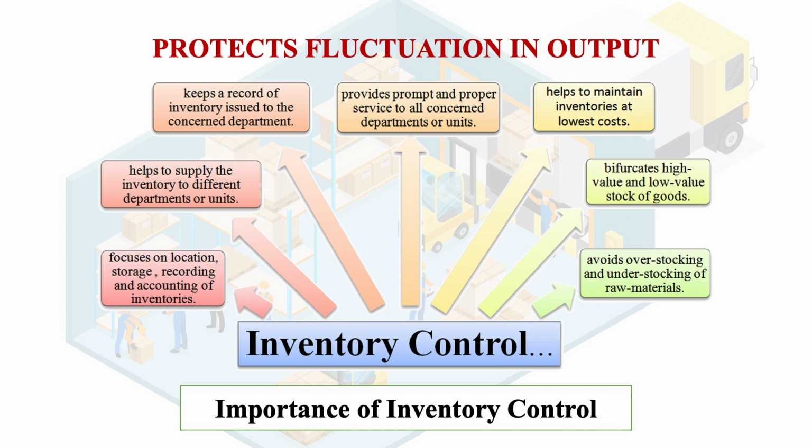It should not be on the higher side, it should not be on the lower side, it should be at the optimum level. This importance we have already described in terms of the manufacturing production line. Now we are explaining the importance related to cost: how planning and control of inventory management can control cost.